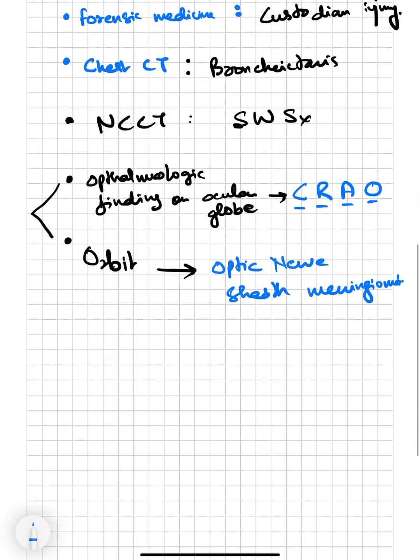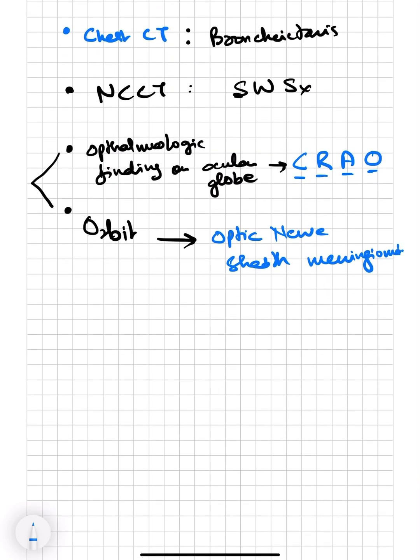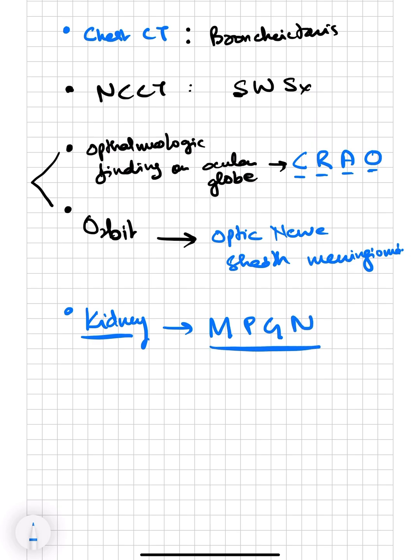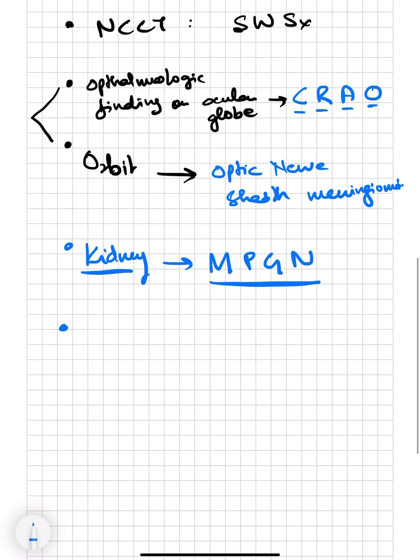Okay. Now moving on to another one. What if you see a tram track appearance related to the kidney? What if they ask you regarding the kidney? It would be none other than membranoproliferative glomerulonephritis. Or another one: what if you see it in consideration with the spine?